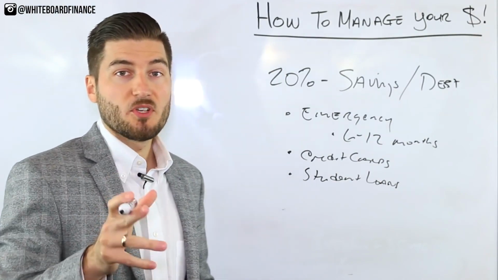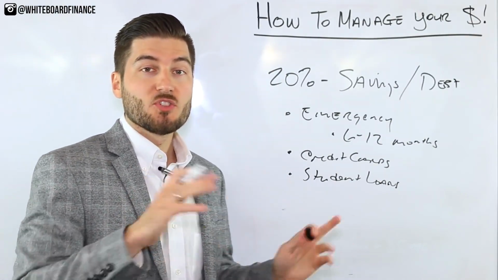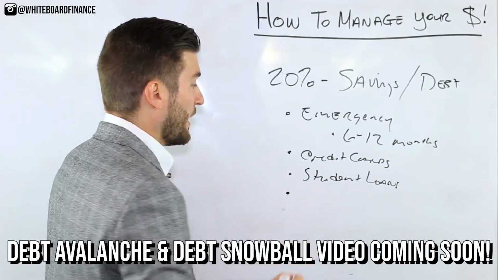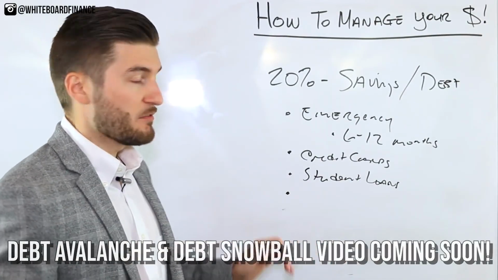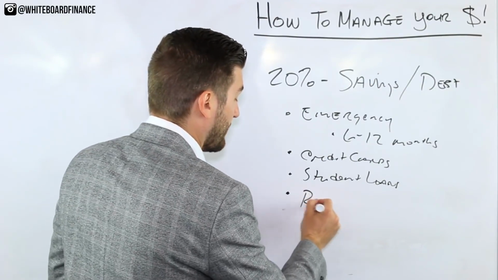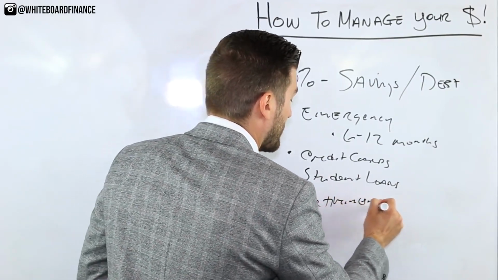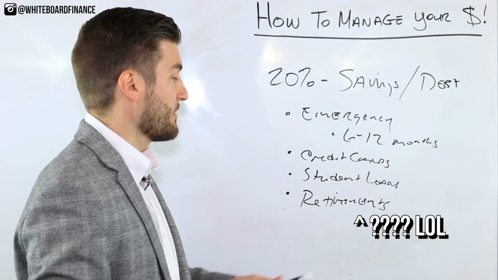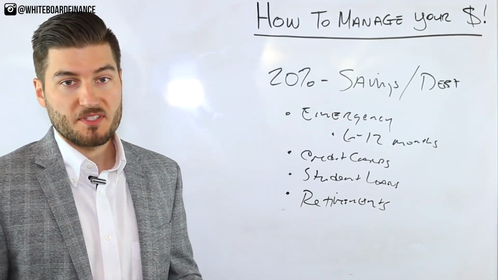And I will make another video about how to actually pay off debt using the debt avalanche and the debt snowball method. Okay? And then obviously, if you want to save for retirement, in my opinion, this is one of the things that most Americans will be suffering from 20, 30 years from now, because a lot of them are just not focusing on retirement savings.